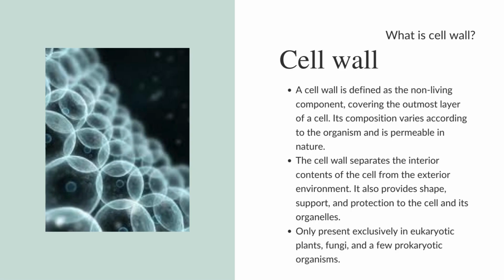The cell wall. What is a cell wall? A cell wall is defined as the non-living component, covering the outermost layer of a cell. Its composition varies according to the organism and is permeable in nature. The cell wall separates the interior contents of the cell from the exterior environment.